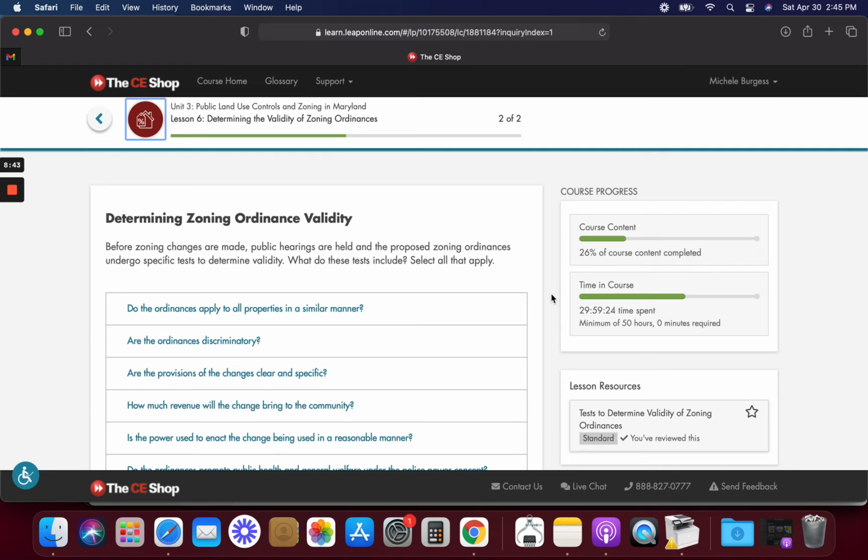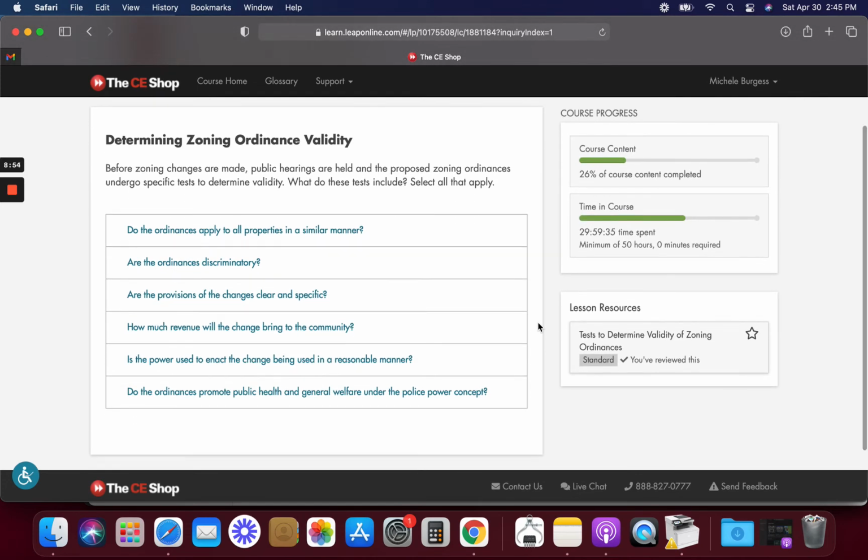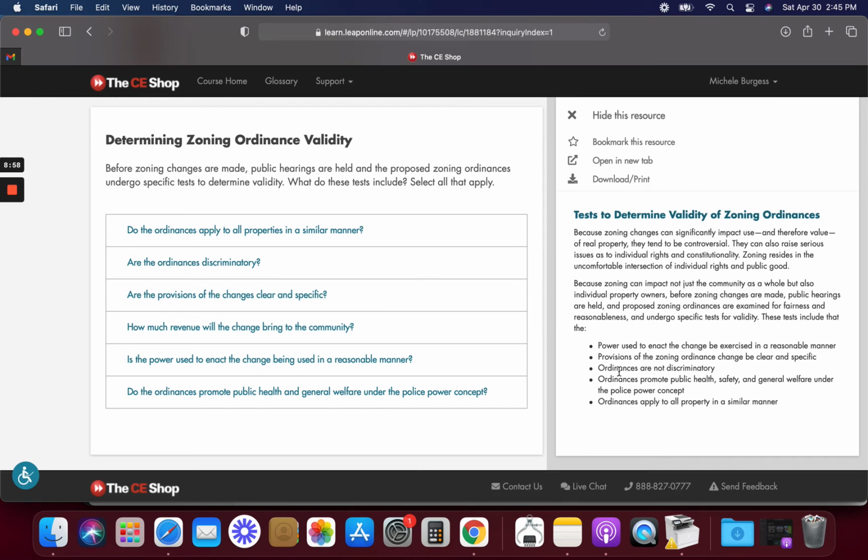Determining zoning ordinance validity. I'd be so glad when I don't have to keep saying this word. Before zoning changes are made, public hearings are held. Proposed zoning ordinances undergo specific tests. So let's look at these tests.